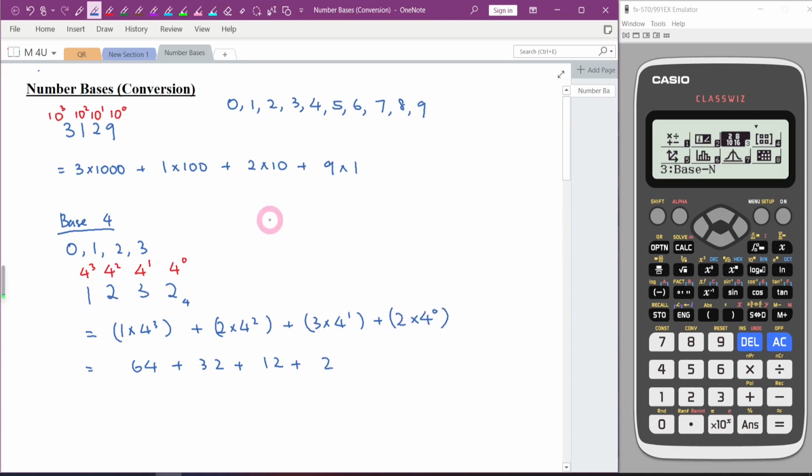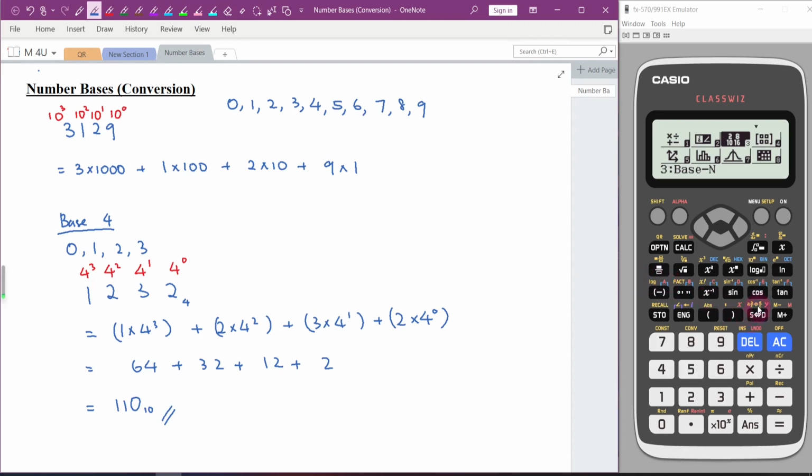Okay, just press our calculator. 64 plus 32 plus 12 plus 2. The answer is 110. Okay, you can write a small 10 here. If you don't want to write, it's okay. If you don't see any small number written here, it means it is in base 10.